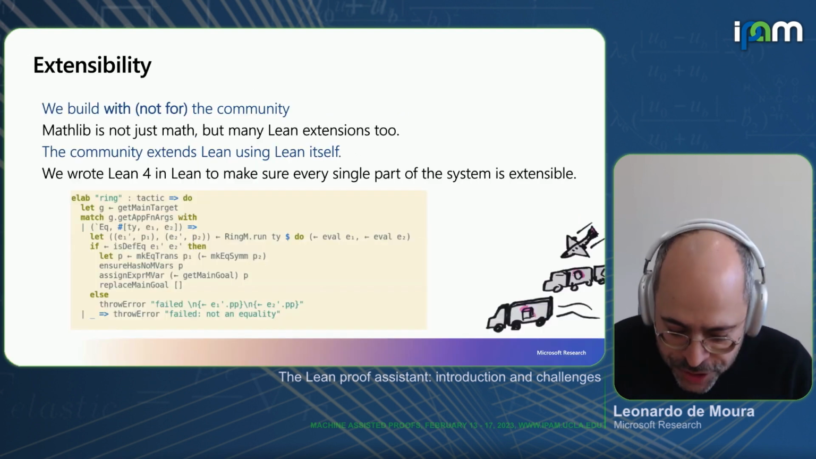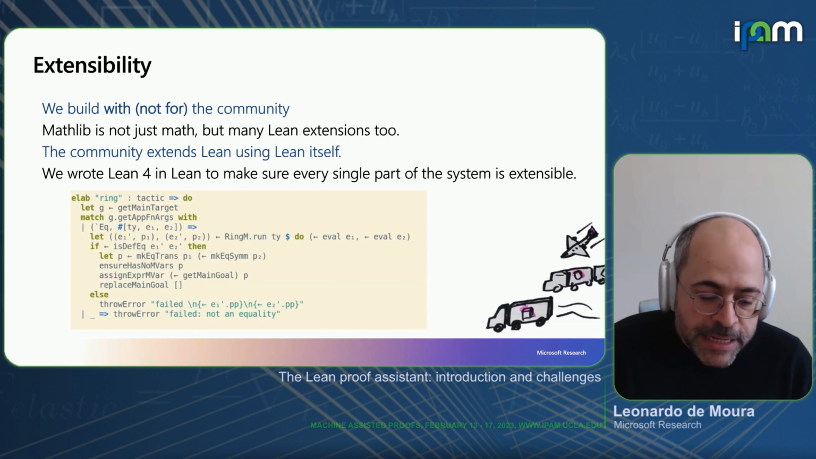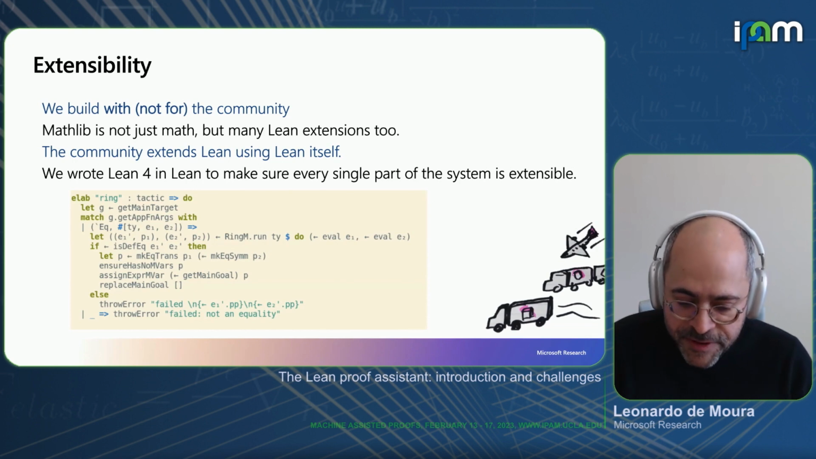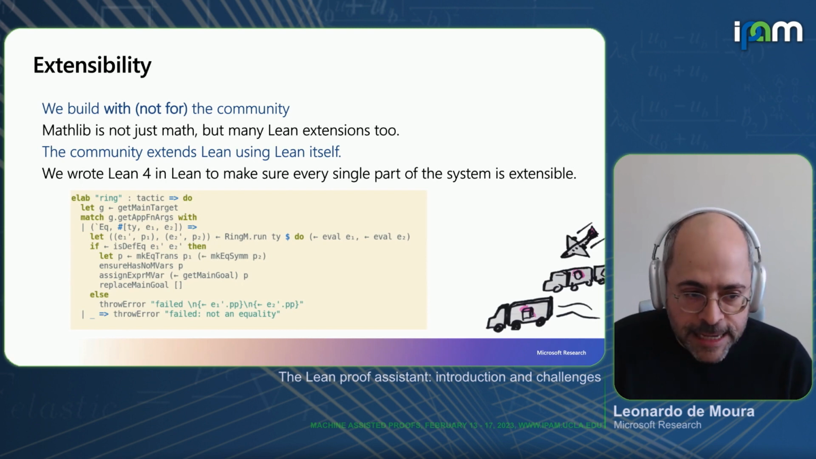Extensibility, right? I want to emphasize this in the project. Mathlib is not just math. It has many Lean extensions, right? If you check Mathlib, it's more than 1 million lines of code, but it has 50,000 lines of Lean extensions there. The community is extending Lean using Lean itself.